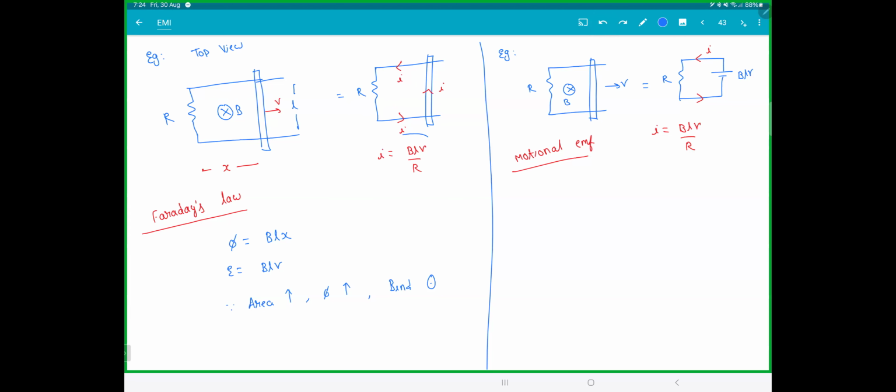Hope you're getting the difference. You get a little more information in motional EMF. It tells you the position of the EMF. Let's see a question, you will understand. I'll give you a question which will make this even more clear. Any doubts on this concept?